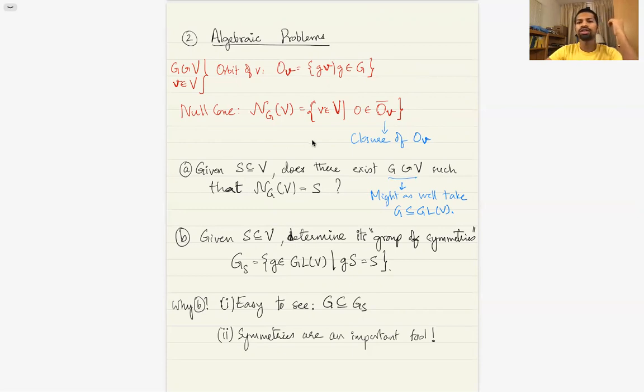And the null cone is defined as the set of all vectors such that you look at its orbit and you take its closure, and then you ask whether it contains zero or not. So in other words, it's really saying, look, some vector is going to be in the null cone if and only if you can apply these group elements and in the limit get to zero. So that's what the null cone is. So a null cone requires you to have a group acting on a vector space. And so to any group acting on a vector space, there's an associated subvariety that's called the null cone.